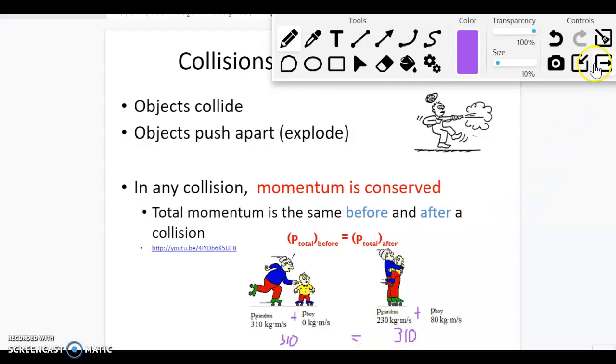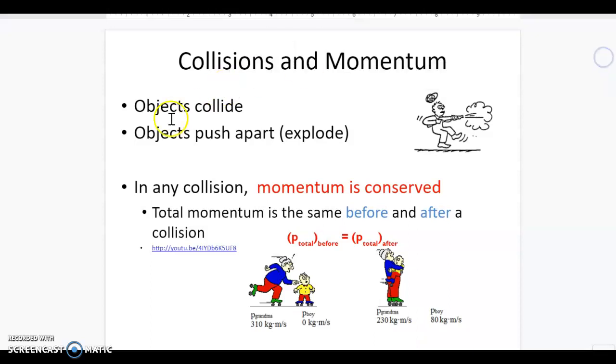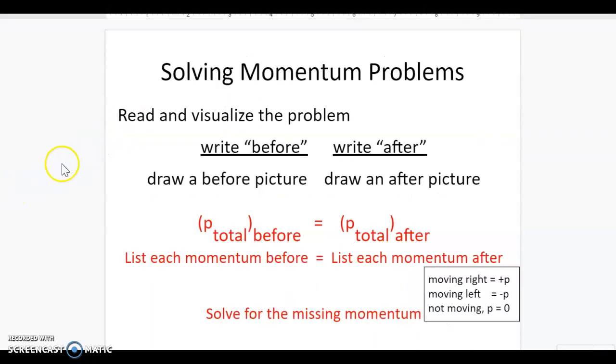We're going to look at examples of how we solve momentum problems. When we solve them, they can be a little tricky. Here's how you solve them though. When we read through a problem, you read and visualize the problem in your head, so you're trying to make a mental picture of what's going on. Then on your paper, these are the things that you write down. You write down before and you write down after.